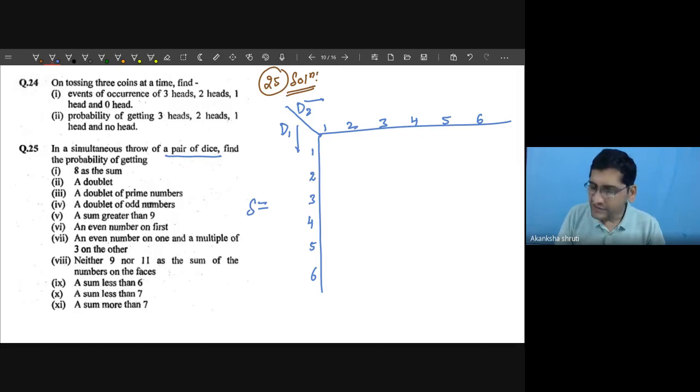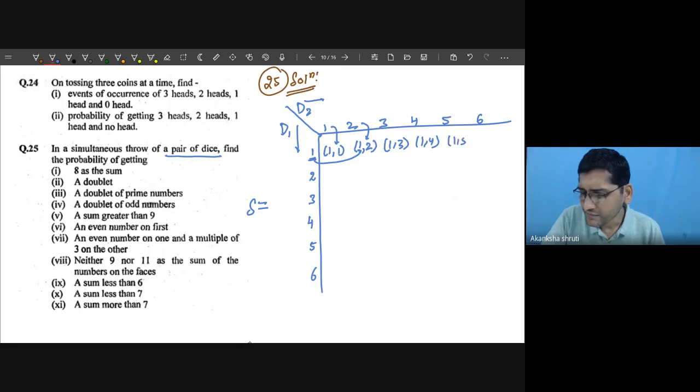Now we have to write their pairs. First we write the first part of the pair from this one, and the second part will come from this one. For the next pair, the first is the same, but now we take the 2. Put a comma in between to avoid confusion with the number. This way we have to continue. So I am writing 1,1; 1,2; 1,3; 1,4; 1,5 and 1,6.